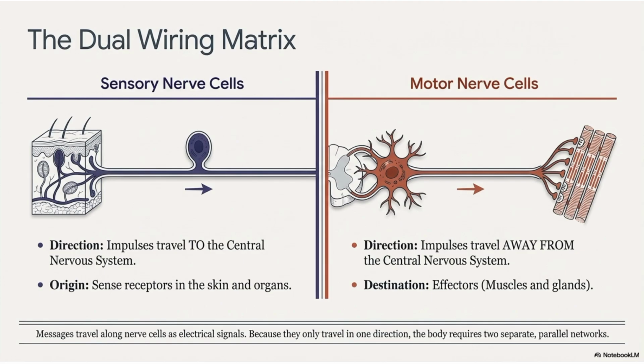Now we have two types of nerve cells. One is sensory, the other is motor. Sensory nerve cells go from receptors to the CNS. They take the message to the central nervous system, while the motor nerve cells take the message from the central nervous system to the effectors. Effectors are muscles or glands. All our messages travel in one direction in the form of electrical signals.